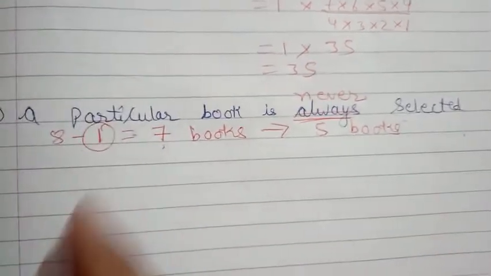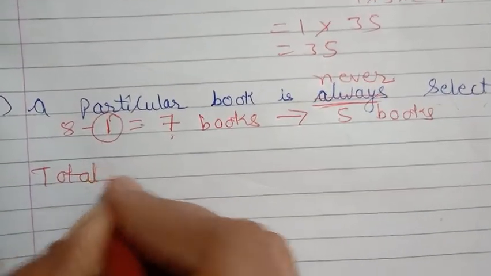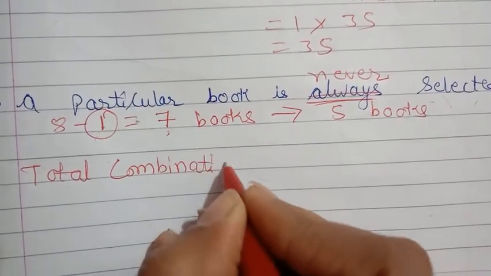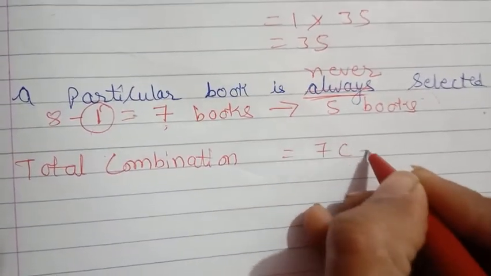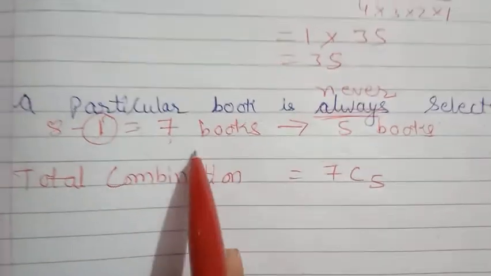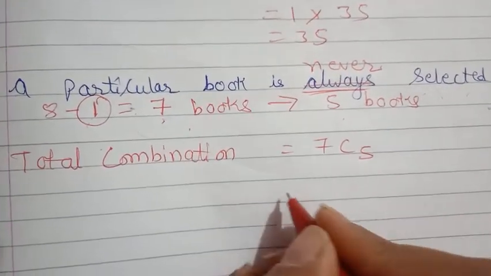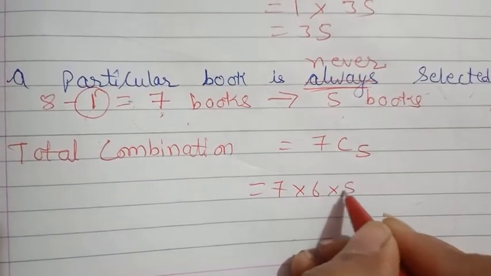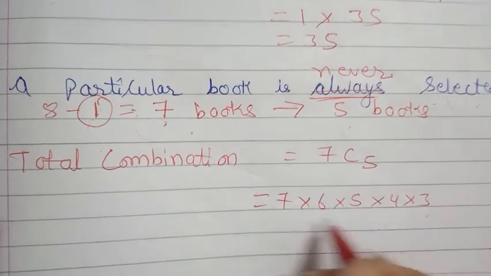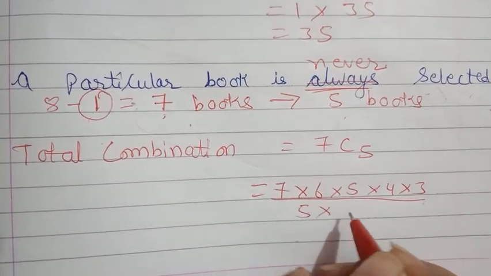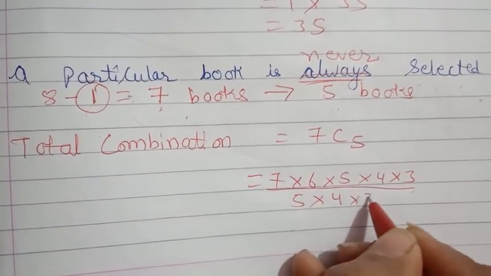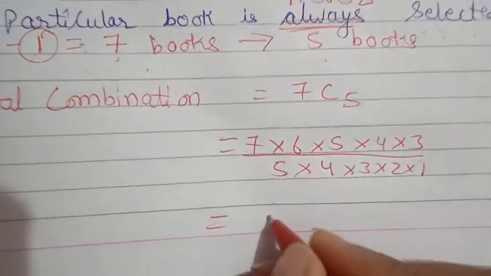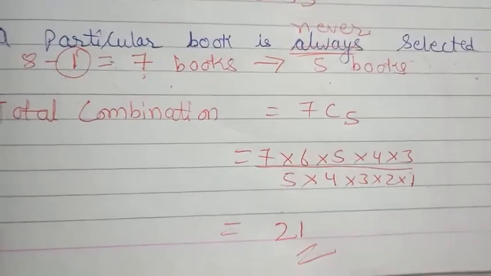So total combination, it can be done in 7C5 ways, because now we are having 7 books and from that 5 books we have to select. So 7 into 6 into 5 into 4 into 3 upon 5 into 4 into 3 into 2 into 1. Now when we solve this, we'll get 21 as our answer.